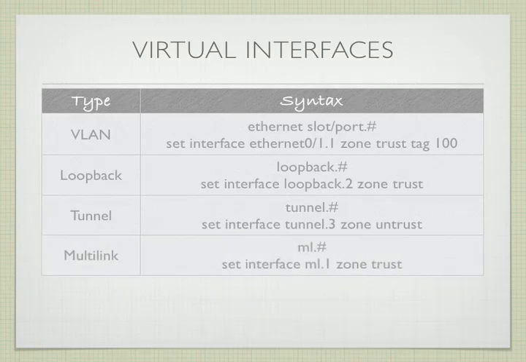And multi-link interfaces. ScreenOS supports multi-link for the serial interfaces that you can set up with frame relay or other serial protocols. And so those will be ml.number, ml.1, ml.2, ml.3.